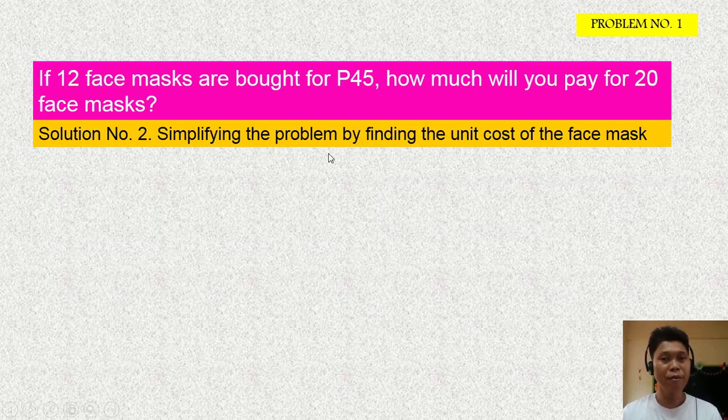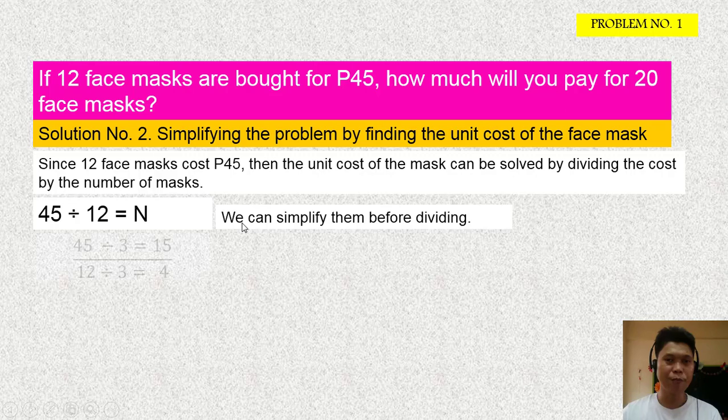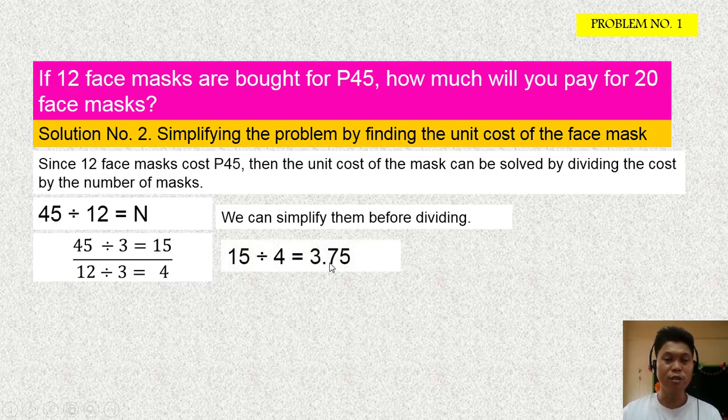Another solution naman is simplifying the problem by finding the unit cost of the face mask. So, this is from concrete, magiging abstract na to using algorithm. So, computation na. So, first, we are going to analyze. Since 12 face masks daw ay 45 pesos, then the unit cost can be solved by dividing the cost by the number of masks. So, pag sinabi kasi nating unit cost, yan ay ang cost or ang halaga ng bawat isang piraso. Okay, so ibig sabihin, it is 45 divided by 12, which is equal to... we can simplify them before dividing, especially kung hindi tayo gumagamit ng calculator. So, pwede natin i-simplify muna. Magiging 45 divided by 3 is 15, and 12 divided by 3 is 4. And then 15 divided by 4 is equal to 3.75.